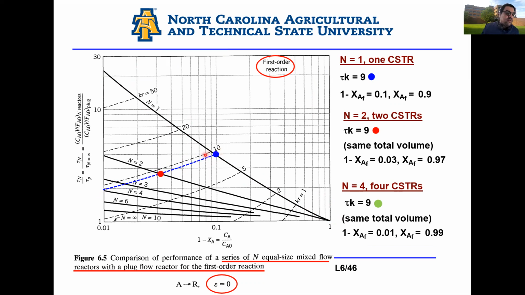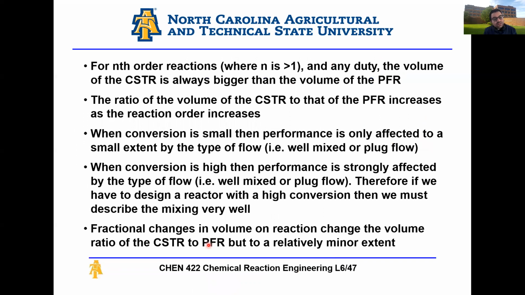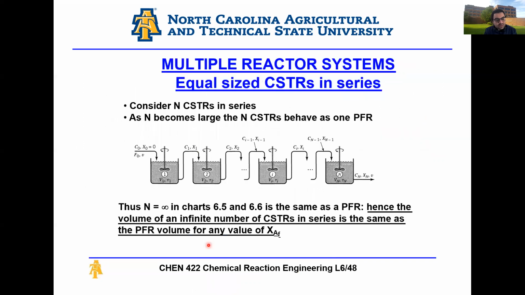And as you can see here, the more CSTRs I have in series, the closer I get to the PFR performance. So as n approaches infinity, I get the V ratio to be equal to 1. So I'm approaching the PFR performance. Okay. So these are the take-home points. Just make sure you understand them, make sure you remember them, etc.